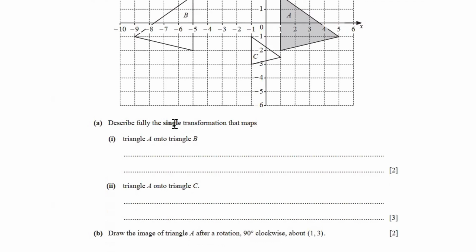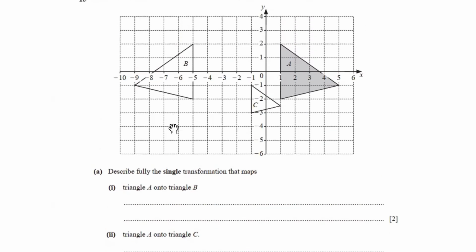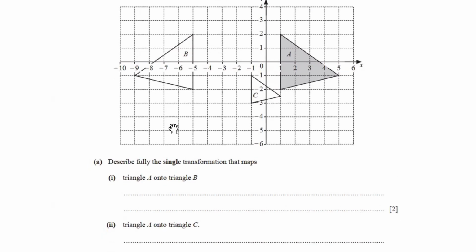Then it says describe fully the single transformation that maps triangle A onto triangle C. Now in this case, we can see that the size has changed, which means it's an enlargement. For the enlargement, we need the scale factor and we need the center of enlargement. So for the scale factor, if we compare two corresponding sides on A and C, on A this length is 4 units long, and on C it's 2 units, which means the scale factor used is 1/2.